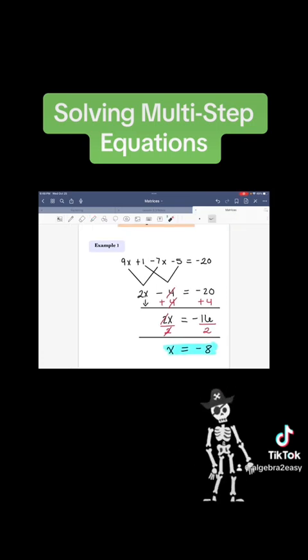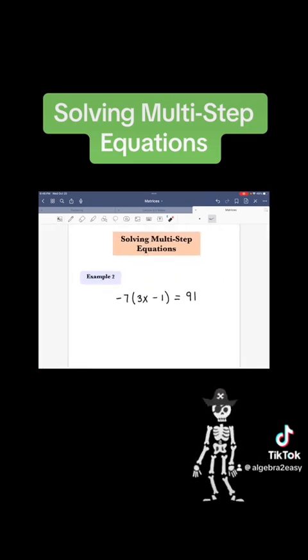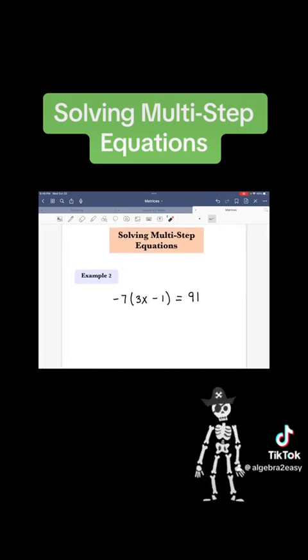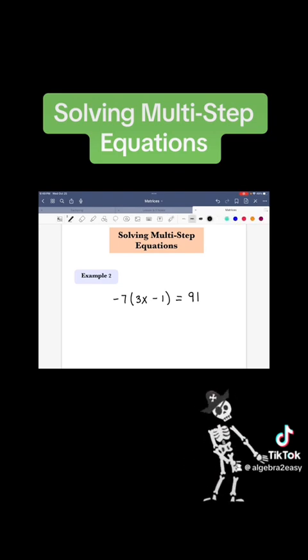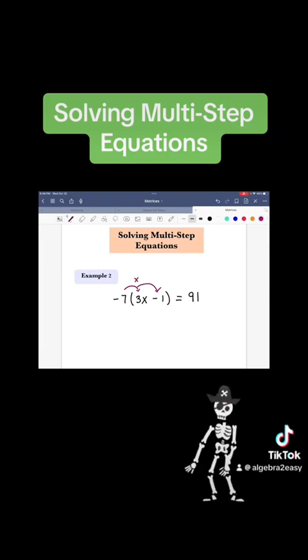Let's take a look at another example. Here we have negative 7 times the quantity 3x minus 1. And all of that is equal to 91. So this is an example of when we need to distribute first. So we are going to take that negative 7 and we are going to distribute that to everything inside of the parentheses. Now distribute is a fancy word for multiplication. So we are going to multiply everything by negative 7.